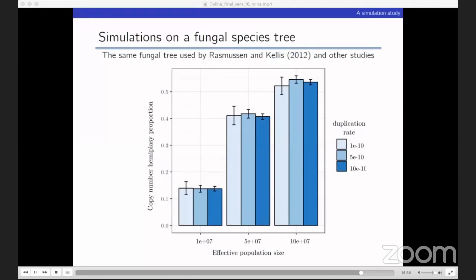For each set of parameters, we ran 500 simulations and calculated the proportion of unilocus trees for which the haplotype forest contains more than one haplotype tree. So this means that CNH occurs in these cases.